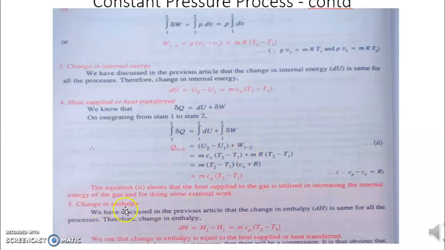Next is change in enthalpy. The change in enthalpy is a point function, so dH, H2 minus H1, equals mCp into T2 minus T1. It is the same for all the processes. So for a constant pressure process, the change in enthalpy is equal to heat transfer.